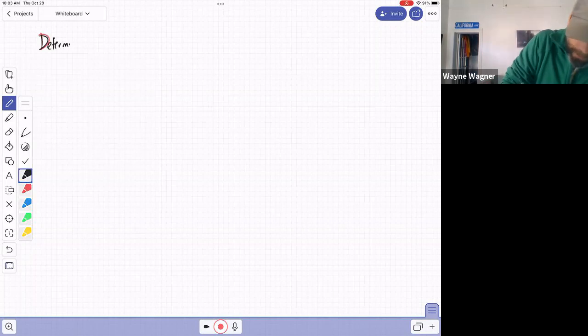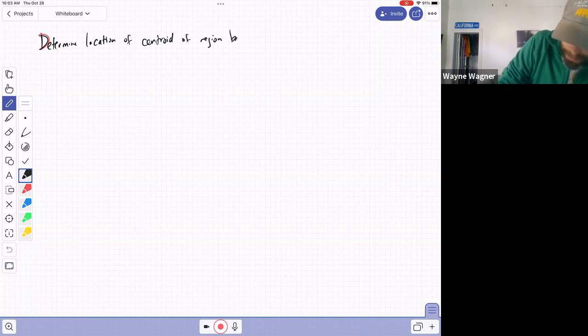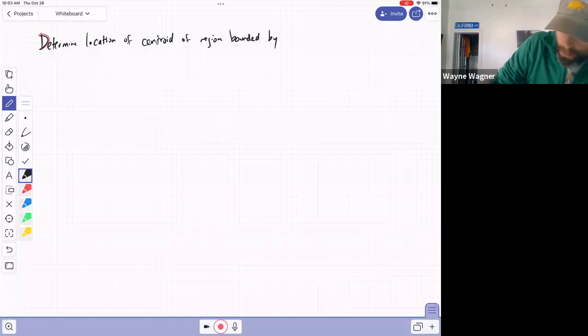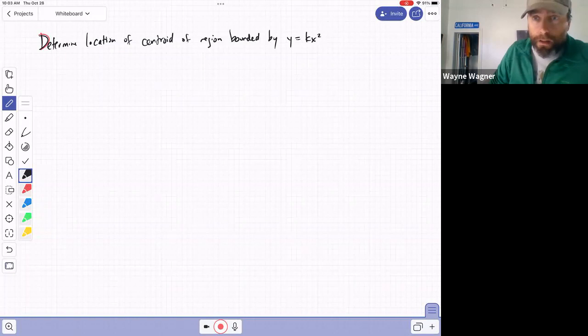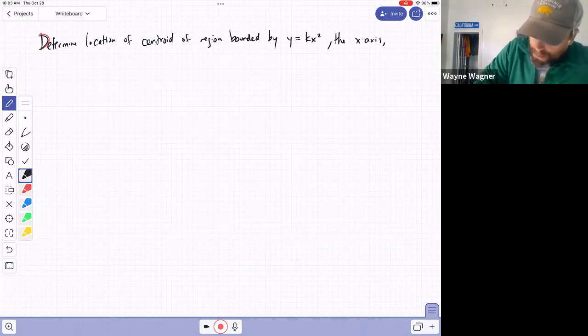Determine the location of the centroid of the region bounded by y equals kx squared, the x-axis, x equals a and x equals 2a.